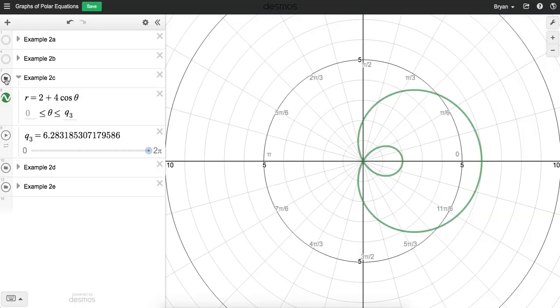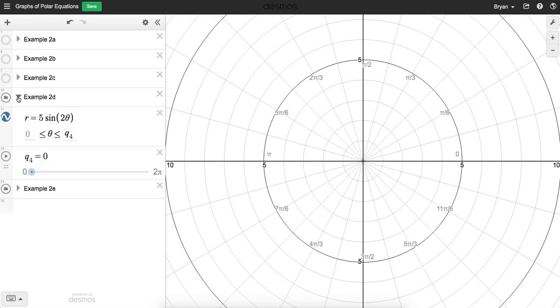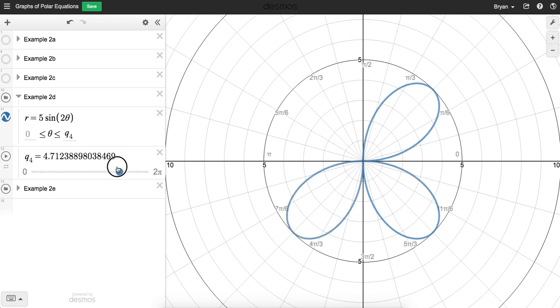All right, part D, we have 5 times the sine of 2 theta. So let's take a look at what that graph is going to look like. So 5 sine 2 theta, we're going to trace it out. We got a loop, got another loop, got a third loop, and we got a fourth loop. So what we have here looks to be like a butterfly or a flower. The diameter of each of these loops is 5, which just so happens to match this value right here. And we have a total of 4 petals.